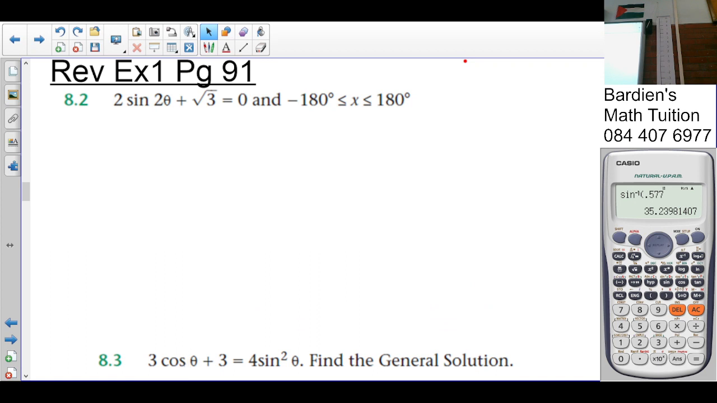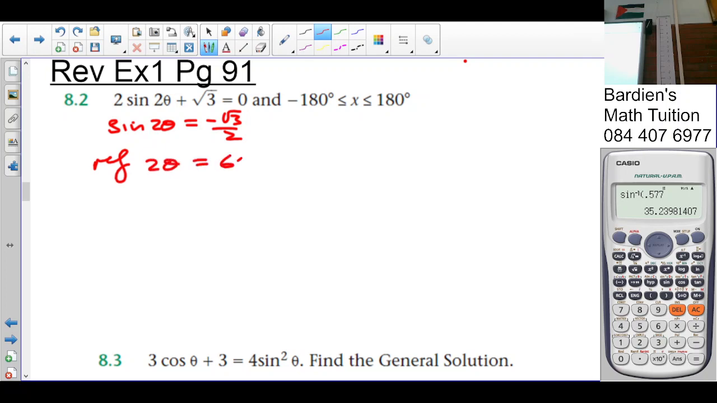So first things first, I divide by 2. So sine 2 theta is equal to negative root 3, and I then divide by 2. They could have asked you this question without a calculator, because this is a special angle. As you can see here, your 2 theta is going to be 60. I drop the sign, so I say reference 2 theta is equal to 60 degrees.